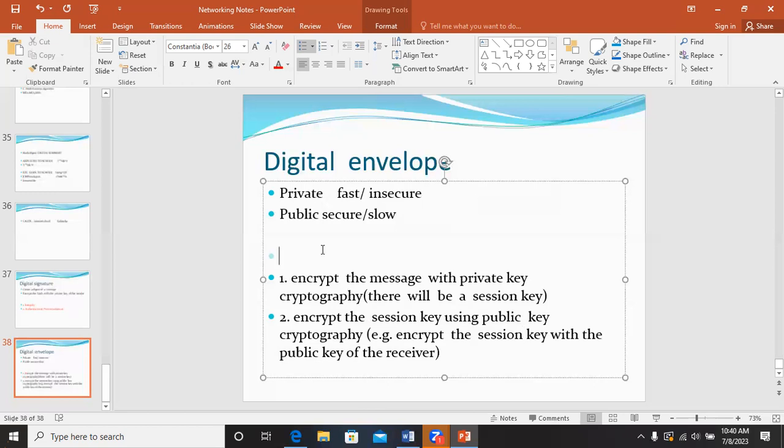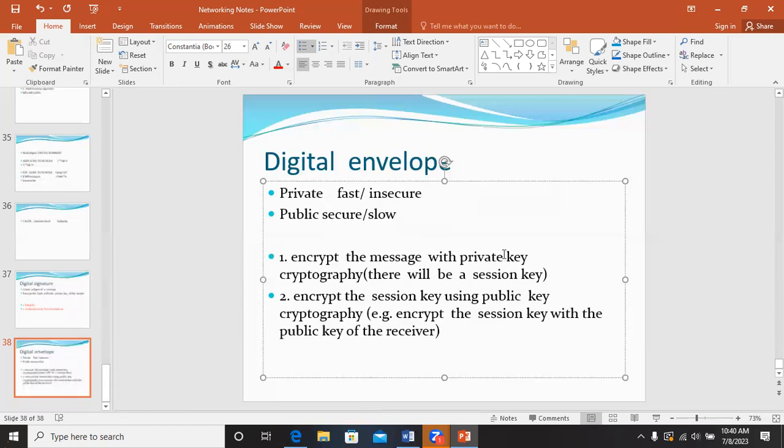So what this means is that we have a session key. We encrypt with the private key cryptography, so the whole encryption is going to be fast. But remember, the session key is very small compared to the whole document or the whole message. The session key is just like a password.